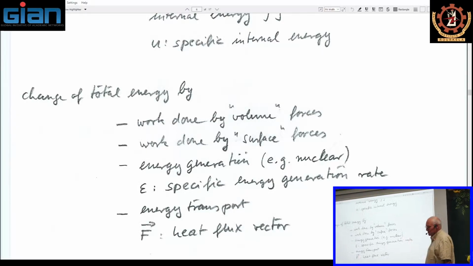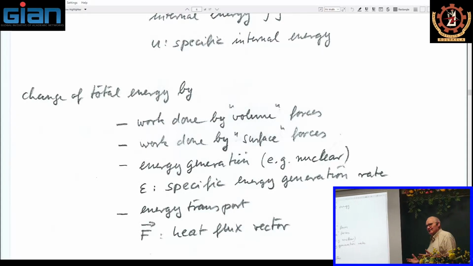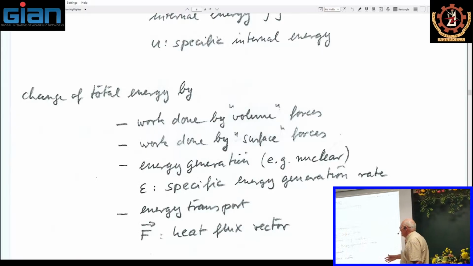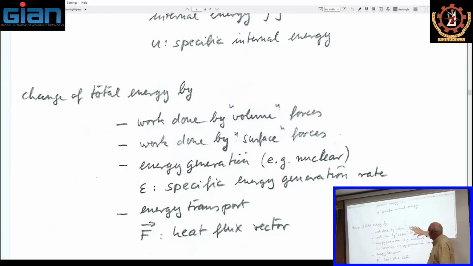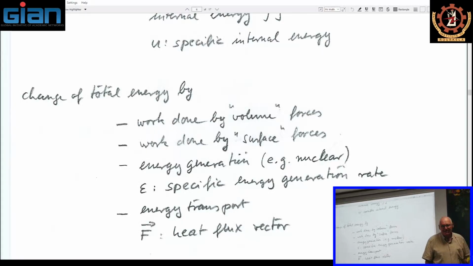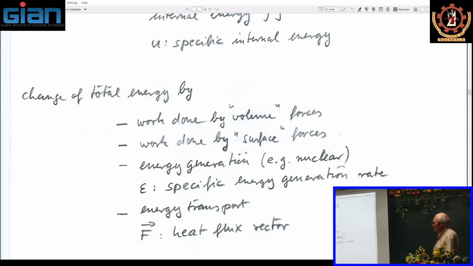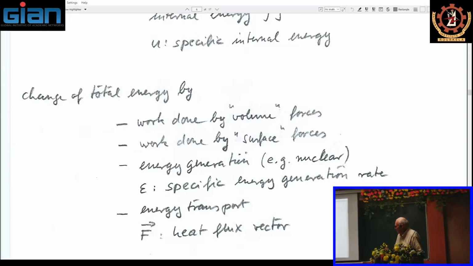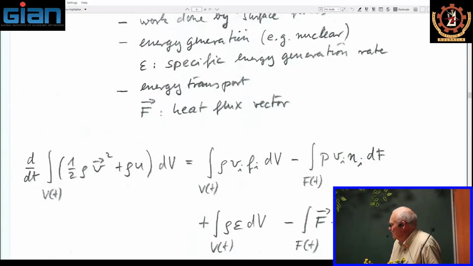So if we consider the energy balance, this means the change of kinetic energy plus internal energy, then we need to take into account all these effects. The work done by the volume forces, work done by the surface forces, energy generation possibly, and heat transport might be needed to account for a correct energy balance. Okay, so let us write down all these terms.